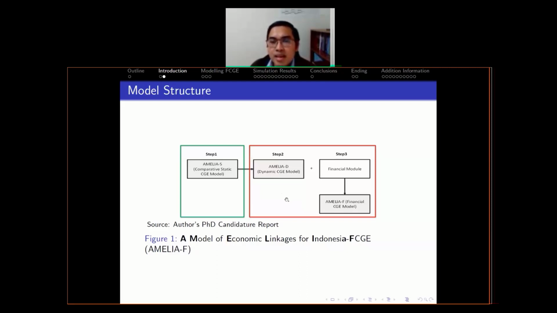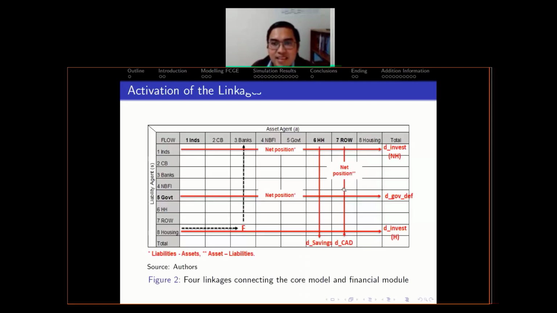And then I connect the financing aspect of the real sectors, the real CGE model, so-called, I call it the core model, with the financial module. This is the modeling of the financial sectors in the economy, how the financial instrument flows from the liability agent to the asset agent. So this is the representation of the flow of the fund.